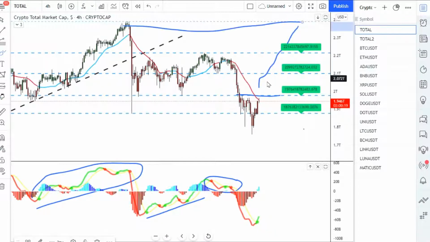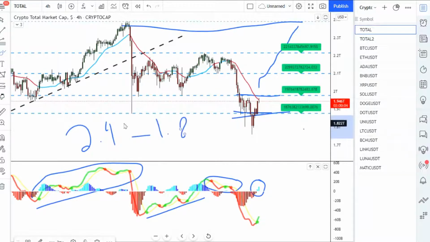Okay, guys. So this is the market cap, and it's also starting to build some momentum right here. This is very nice, as long as we don't come back below this level right here. So from 2.4 to 1.8, that's 600 billion dollars gone.